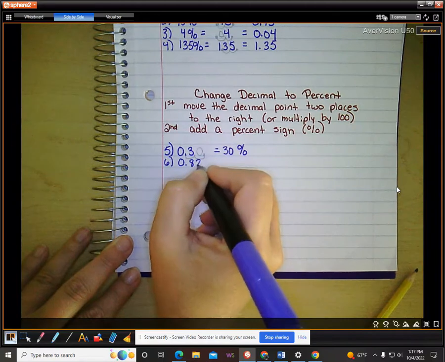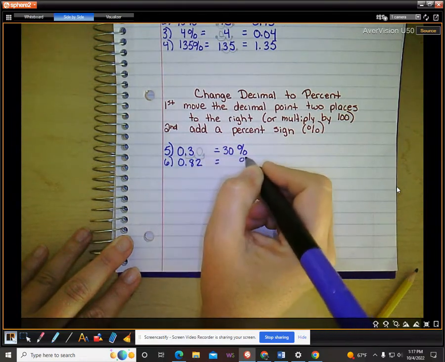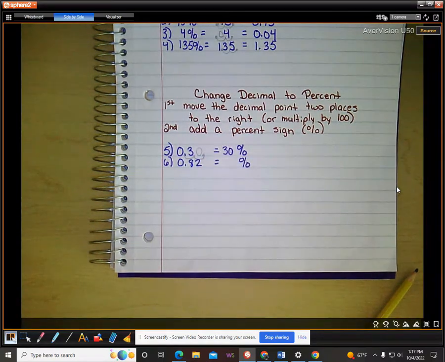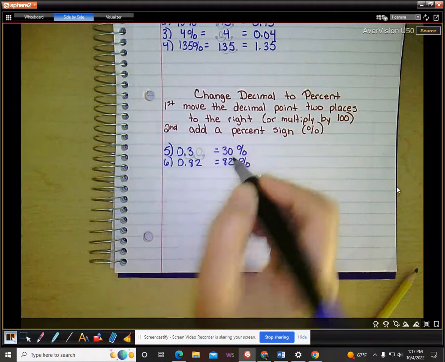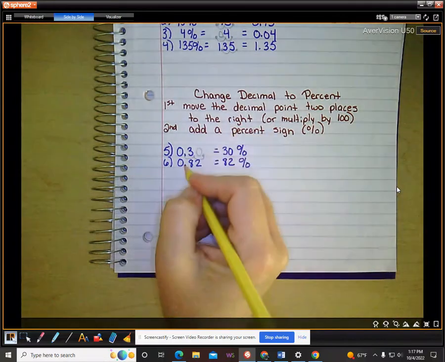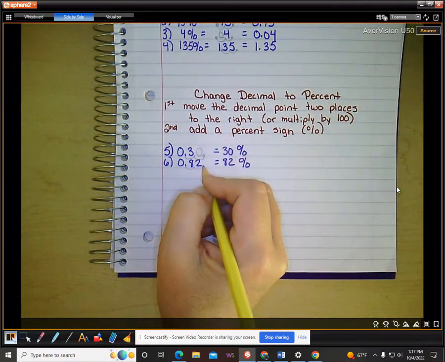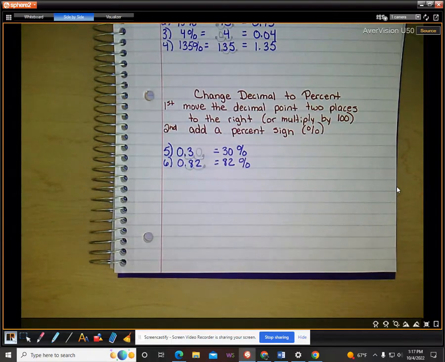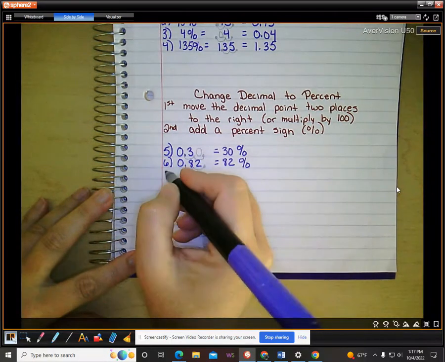82 hundredths. Okay, there's a decimal point for you. Michael, what do we think it's going to be? 82%. Absolutely. Take that decimal point, move it 2 places to the right. There's nothing that we need to fill in. Okay, I promise it really is this easy.